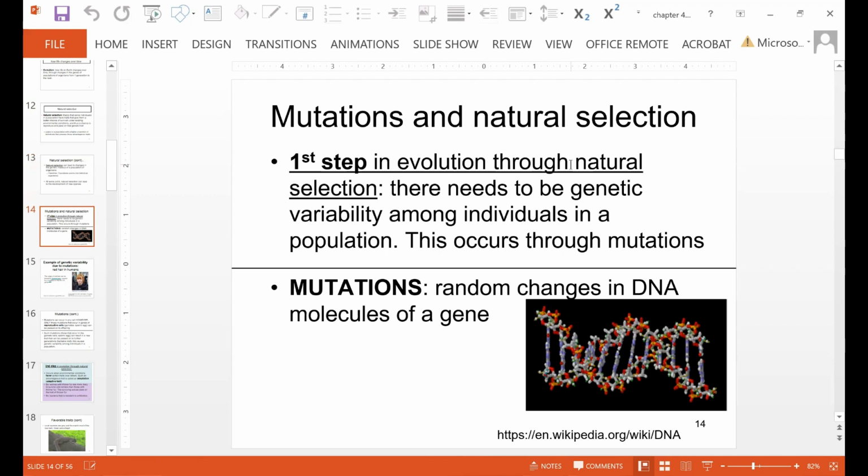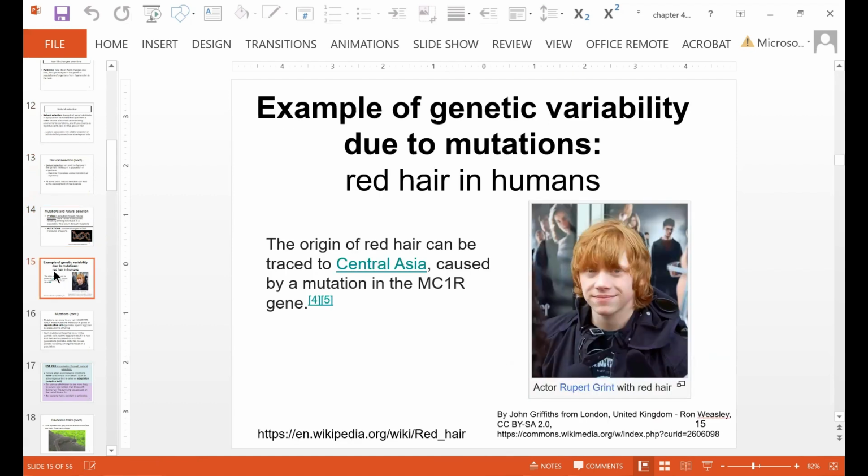Step one in evolution through natural selection, there needs to be genetic variability among individuals in a population, and this occurs through mutations. Mutations are random changes in the DNA molecules of a gene. An example of genetic variability due to mutations in humans would be red hair. Red hair is caused by a mutation on a particular gene. It can be traced to Central Asia.